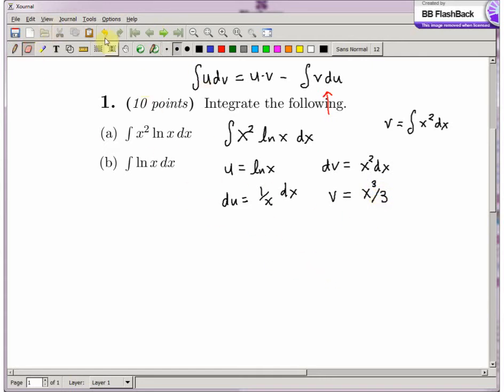Okay, so now use the formula. Alright, so here's the formula, and I just copy this stuff over. So the original integral is the same thing as u times v. So here's u, natural log of x. And hold on, I lost my cursor for a second. So it's natural log of x times v, which is this, x cubed over 3.